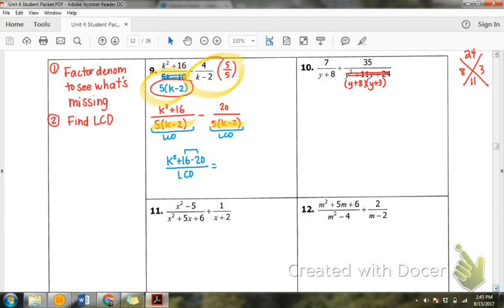So we're going to ask ourselves, what is this denominator missing that this one has? Y plus 3, right? They both already have a y plus 8, okay? So this one's missing a y plus 3. So that means I'm going to multiply top and bottom by y plus 3. Still the number 1, right? Because anything divided by itself is 1.